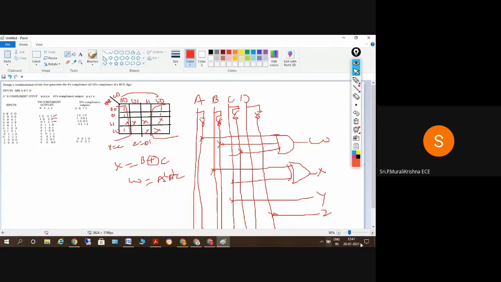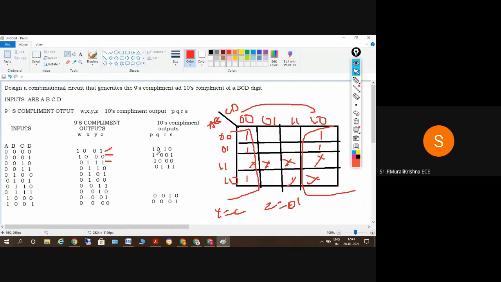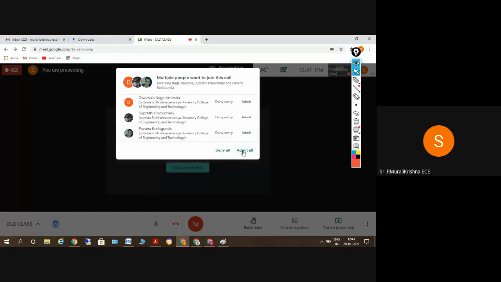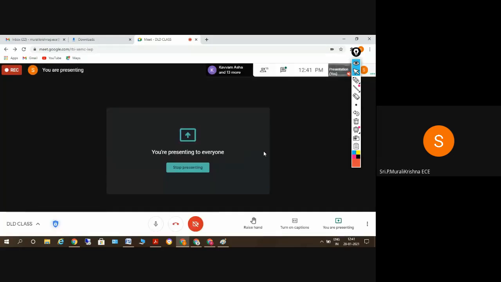And so coming to ten's complement, so go with the similar method. So find the equations for P Q R S. Okay, so find the equations for P Q R S and do the same things. Clear? Right.